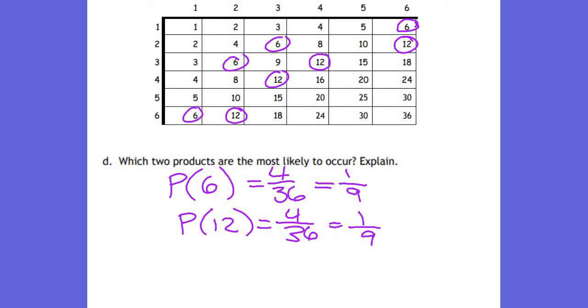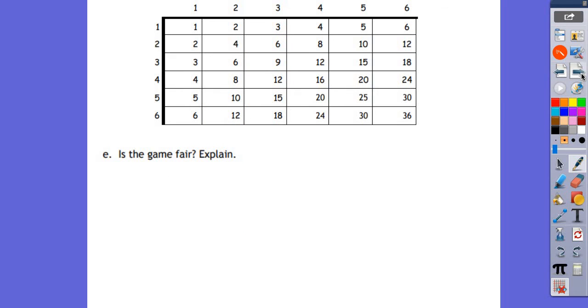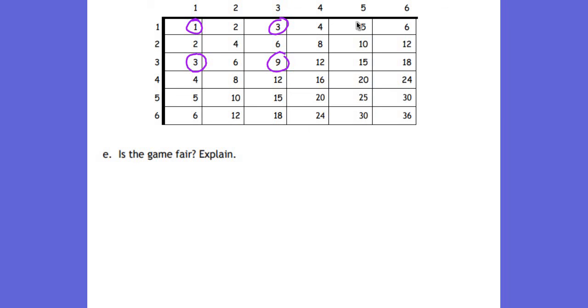Then E says, is this game fair? Let me direct you back to number 4, that little paragraph. It says the teacher gets a point if they roll an even. The students get a point if they roll an odd. So look at your sample space. Let's see how many are actually odd. 1, 2, 3, 4, 5, 6, 7, 8, 9. 9 out of 36 are odd.